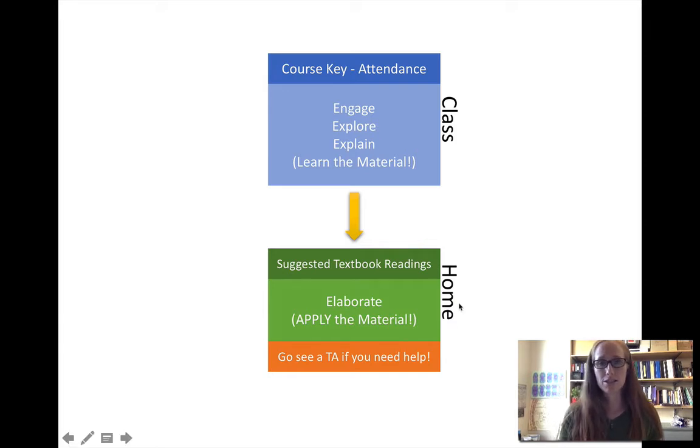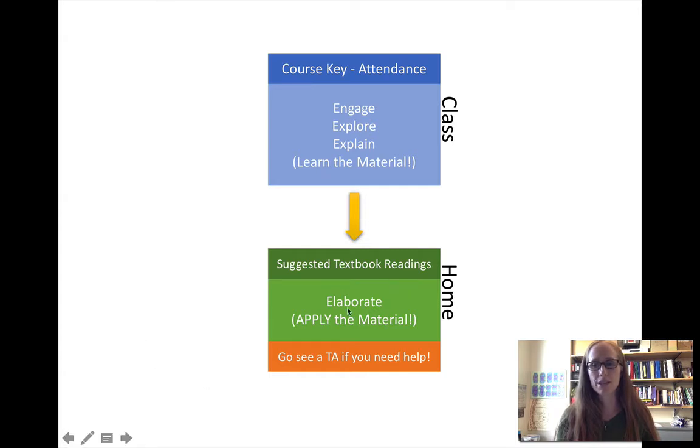You would come to class, you would check in for attendance using CourseKey, so if you're not doing that, you should be. Then during class, we'll follow the 3 E's of our 5E learning cycle, where we'll engage the students, we will explore something puzzling, we will explain the phenomenon, we will learn the material while we're in class. After class, you'll head home. If anything was unclear to you or fuzzy, you would go to the textbook and read the suggested textbook readings. You can find a list of those readings on Canvas under the course information.